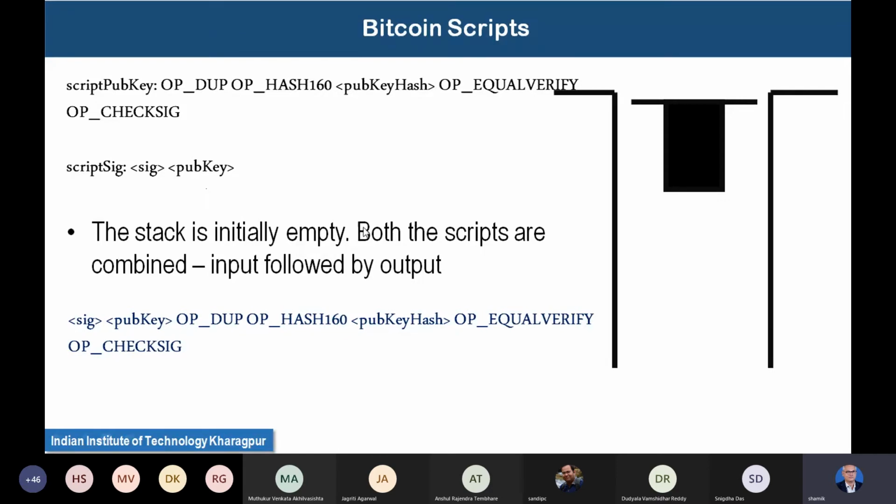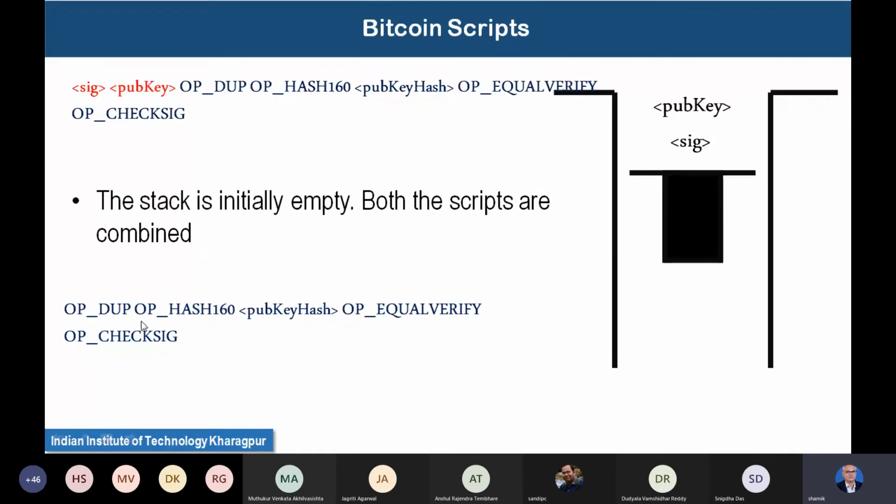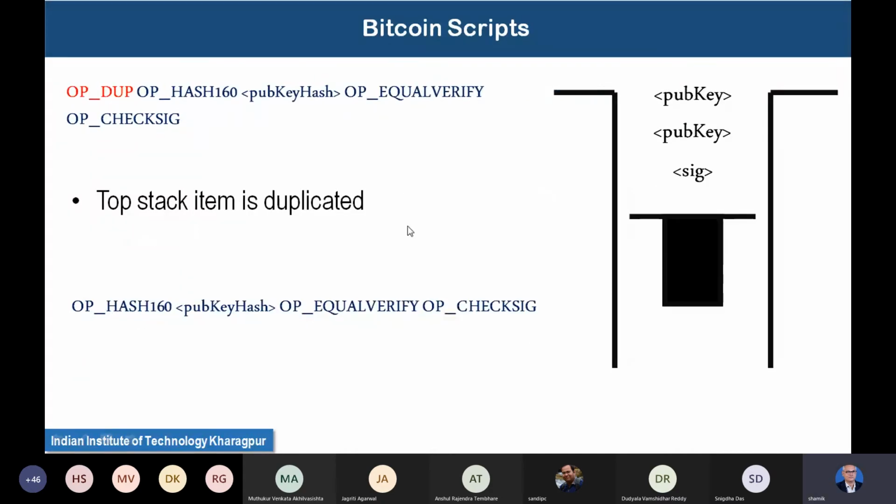Now you see, it is a stack-based implementation. The stack is initially empty, and these two are combined. First you have the script sig as shown here, and then the script pub key as shown here, and it is processed one step at a time. So the signature and public key are first pushed to the stack. Then OP_DUP is executed, which duplicates the public key.